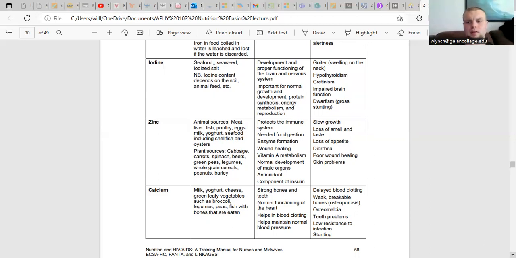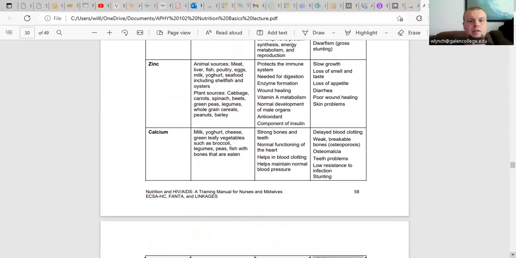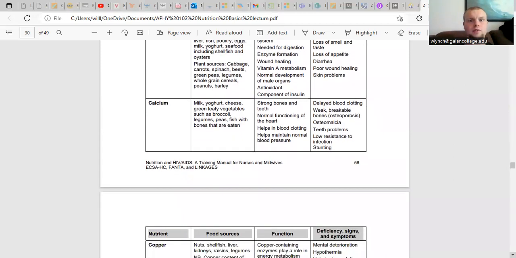Calcium goes a long way towards things like bone and teeth formation, and also normal functioning of heart contractility and muscular contractility. It's also going to assist in blood clotting and maintenance of blood pressure. Find calcium in dairy sources like milk, yogurts, and cheeses. Also you can find it in leafy vegetables like broccoli, and in legumes and peas.